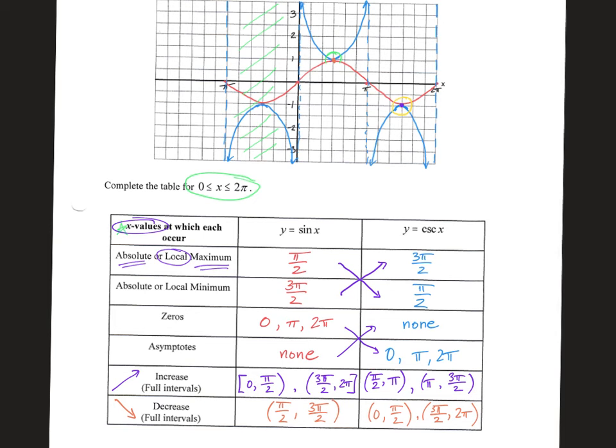Okay, I want you to take a look at a couple key things again, and just notice we have the same relationship. It just looks a little different because of the undefined values at certain x values. Notice when I'm increasing on one graph, I'm decreasing on the other. And you can see the relationship between increase and decrease as well.